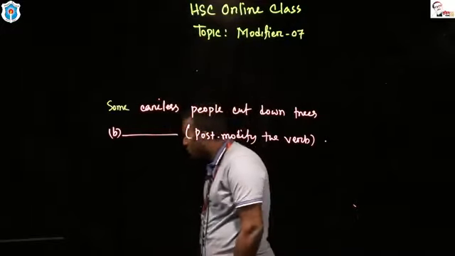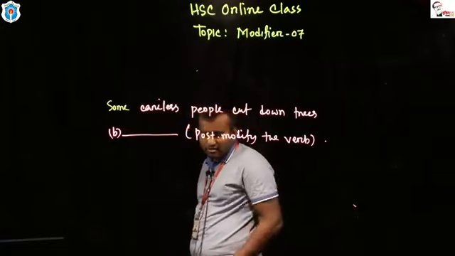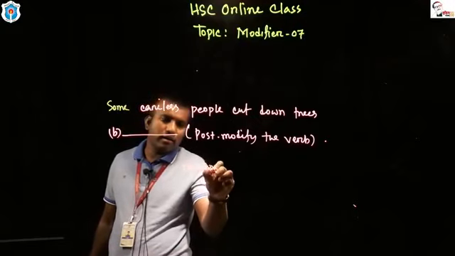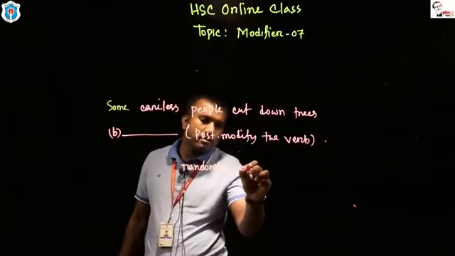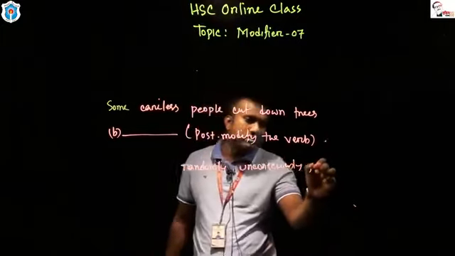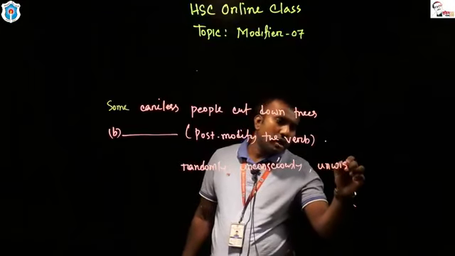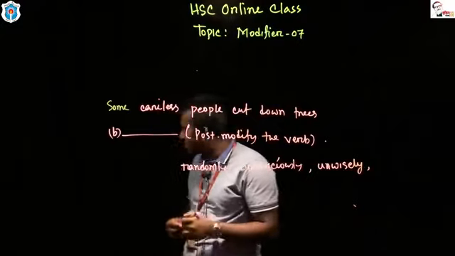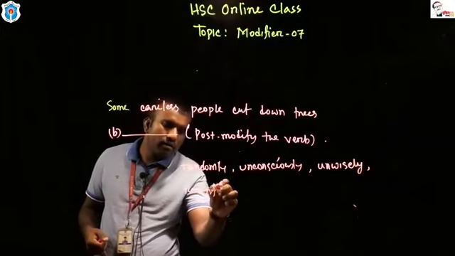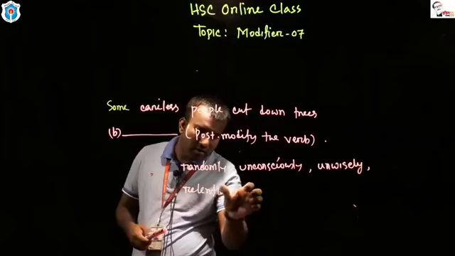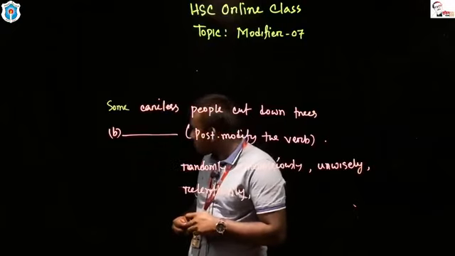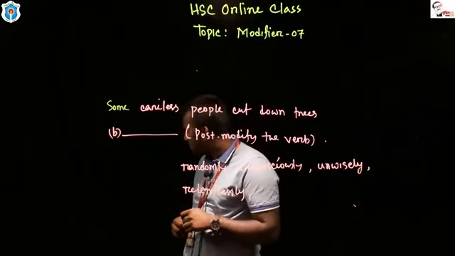Have you given me the answer? Quick. What is quick, Arnob? Okay, you have written. Can I rewrite randomly? Can I write unconsciously? Can I write unwisely? Can I write anything else? Relentlessly. Wow. Relentlessly. Okay, anything else?